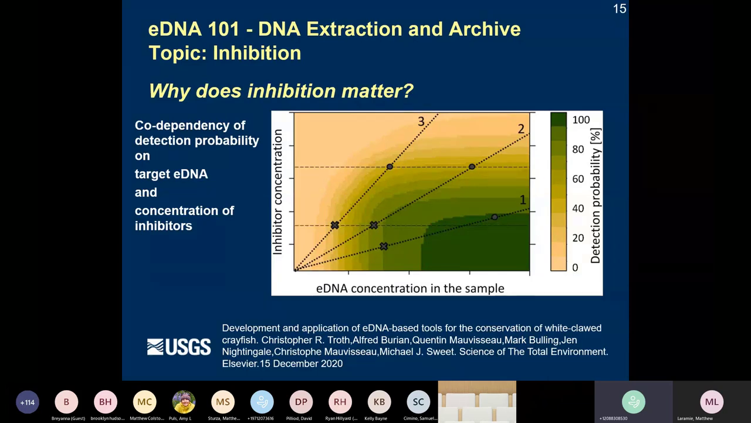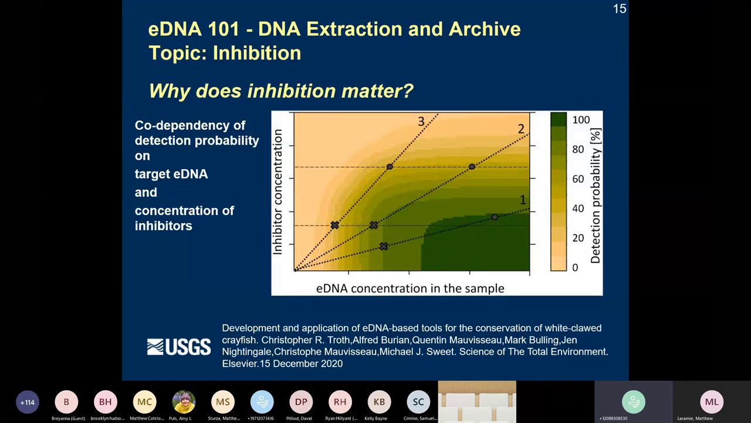What that means is that detection probability is going to be low when both of these variables are high, such as in the top right portion of this plot. In other words, when you have plenty of target organism DNA, samples containing lots of inhibitors can still lead to a non-detection or low detection probability.